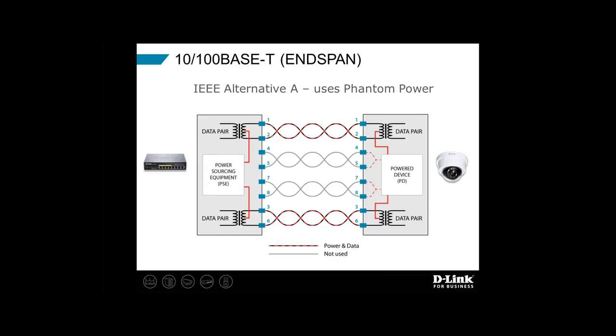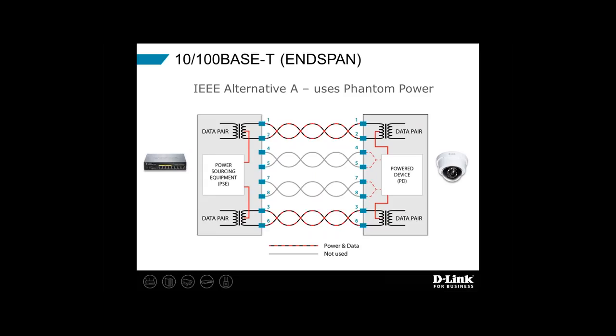In this case, data is also still on 1, 2, 3, 6, but we're actually putting the power, the PoE power, on 1, 2, 3, 6 as well. So that's signified by the red and black dashed lines. We've got both Ethernet signaling and the steady 50 volts of DC power on the same conductors at the same time. And it's pretty neat because they don't know about each other, they don't influence each other, they don't impact each other. It's done using a technique called phantom power.